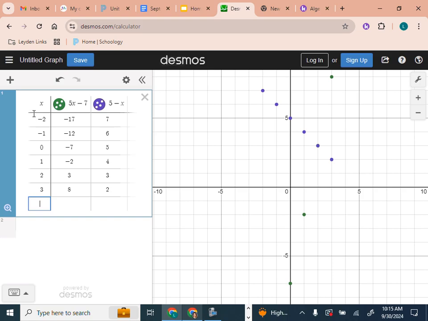And then I take a step back and I look at my table and what am I looking for in my table? What am I looking for? Yeah, how do I know where they intersect looking at the table? Yeah, they have the same output, right? Where do we see that? 2, 3, good. We see that both of them have the point 2, 3. That means that's where they cross.